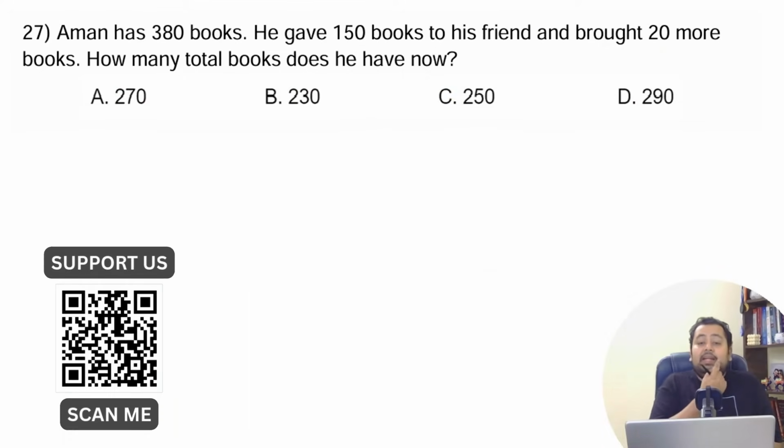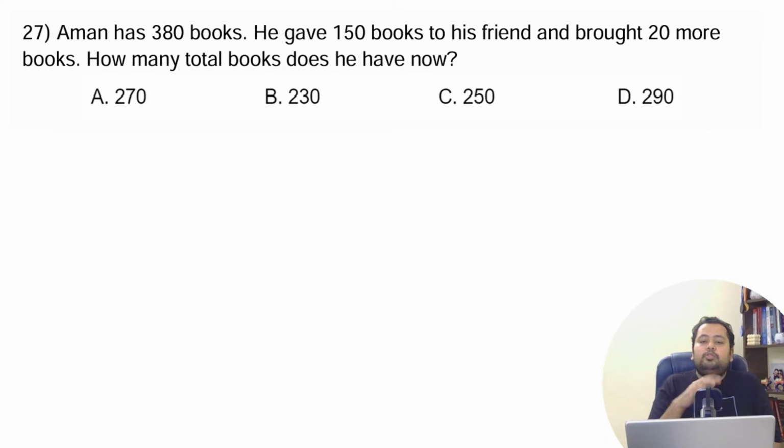Aman has 380 books. He gave 150 books to his friend and bought 20 more books, right? How many total books does he have now? So Aman has 380 first. From that, he gives 150 to his friend and then he buys another 20. How much is now left with him is what you have to find out.